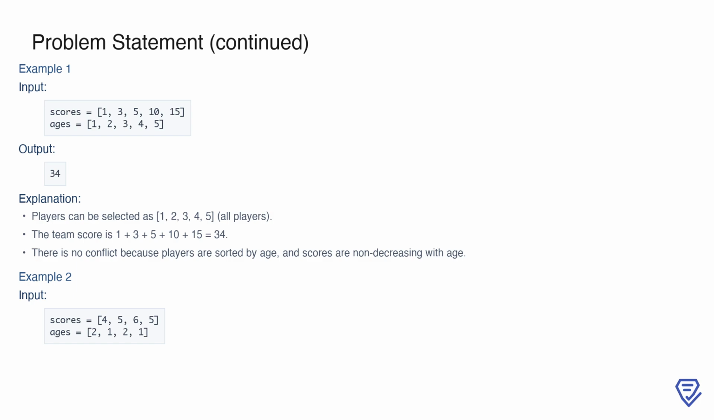Let's consider the first example to understand how this works. Here, the scores array is 1, 3, 5, 10, 15, and the ages array is 1, 2, 3, 4, 5. In this case, we can select all players because their ages are in ascending order, and their scores also increase or remain consistent with their ages. The team score is calculated by summing up the scores of all players, 1 plus 3 plus 5 plus 10 plus 15, which equals 34. This arrangement satisfies the no-conflict condition since the scores are non-decreasing with age.